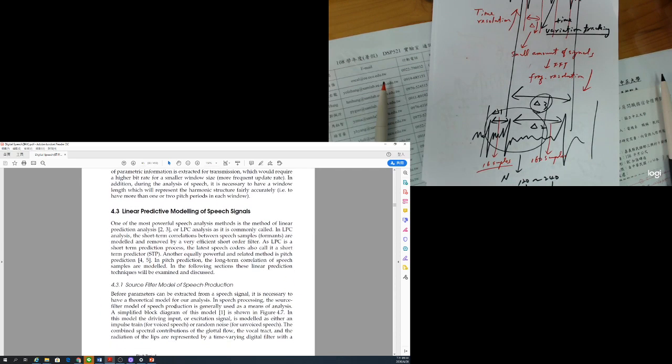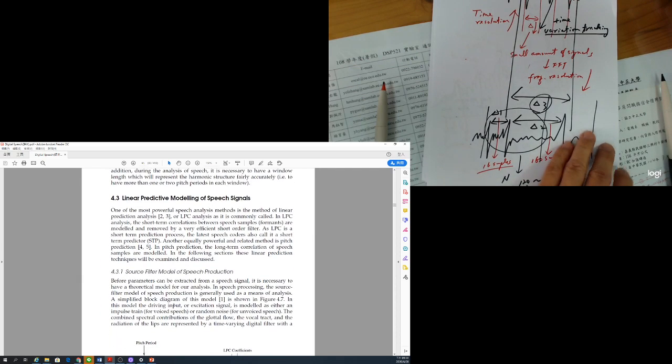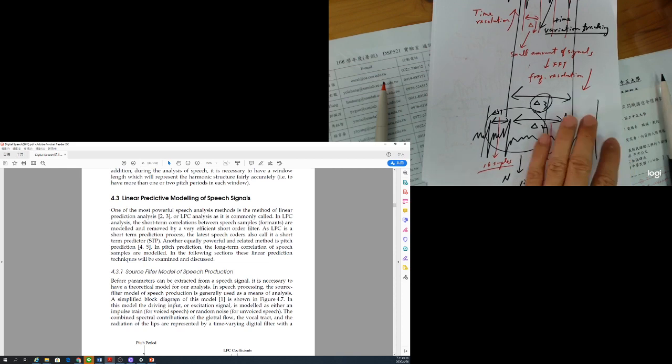Okay, so next we are talking about the source filter model. We try to build a model, because the most powerful speech analysis is linear prediction analysis. Linear prediction analysis is more like a short-term correlation within the speech signal.